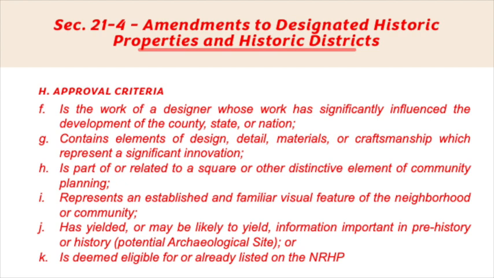H. Is part of or related to a square or other distinctive element of community planning. I. Represents an established and familiar visual feature of the neighborhood or community. J. Has yielded or may be likely to yield information important in prehistory or history, potential archaeological site. Or K. Is deemed eligible for or already listed on the NRHP.